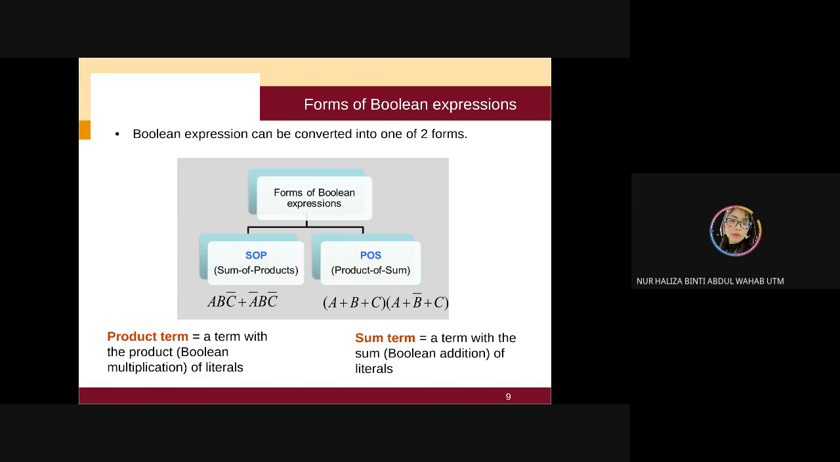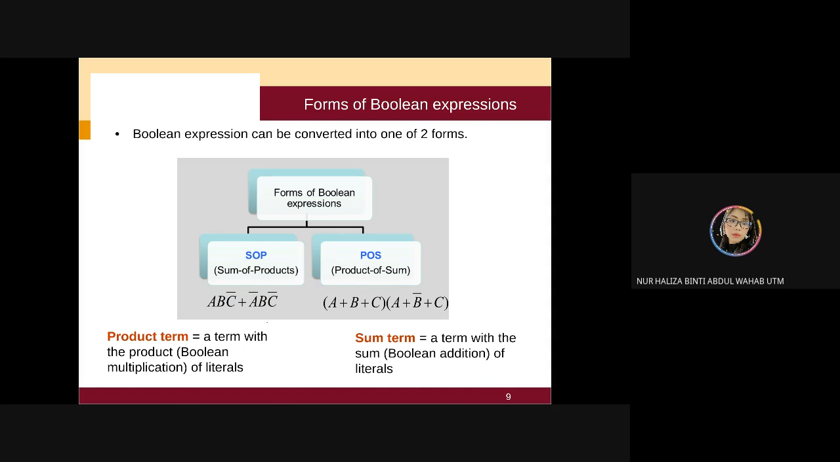So the difference you can see, you have multiplication like this, and you're going to add all the multiplication. But for the POS, you have the addition, and all the addition values you're going to multiply. So this one is the basic thing.